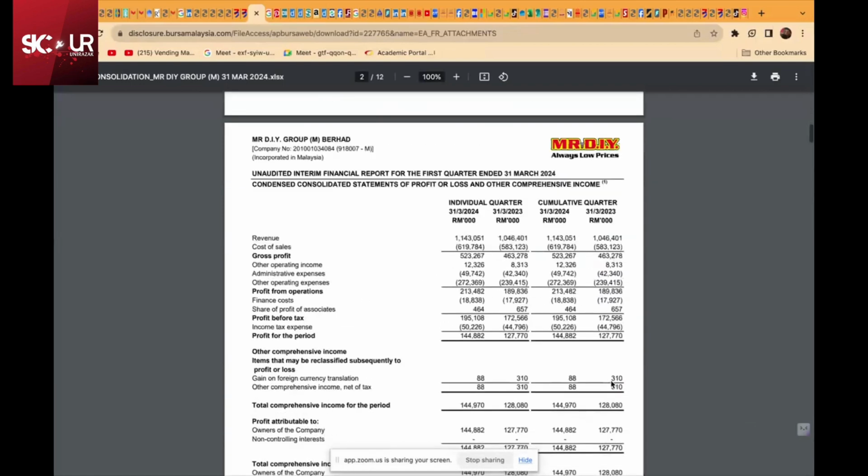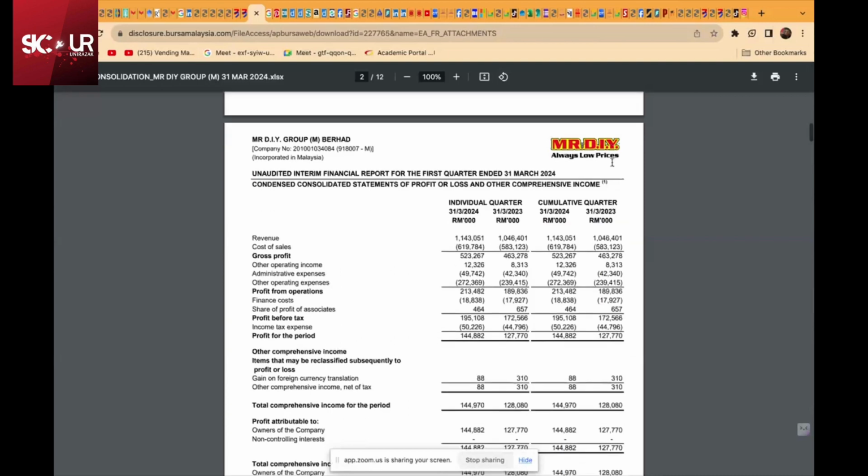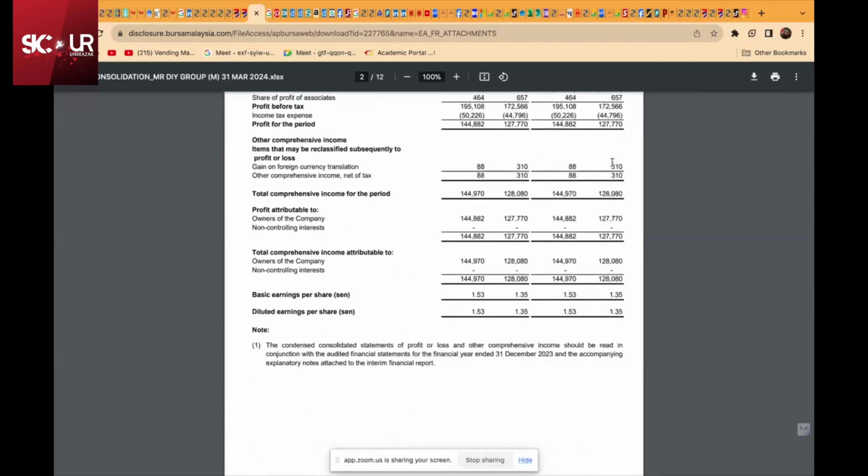Here you have individual quarter, 31st March 2024 and 31st March 2023. This is a comparison per quarter, and this one is cumulative quarter. Cumulative quarter is including the last quarter. So you can convert this into an annual figure.